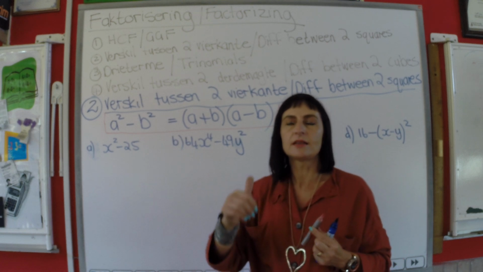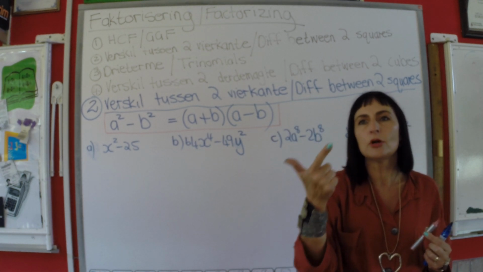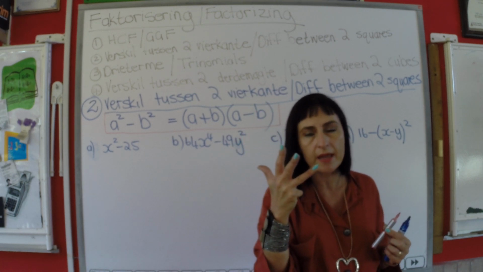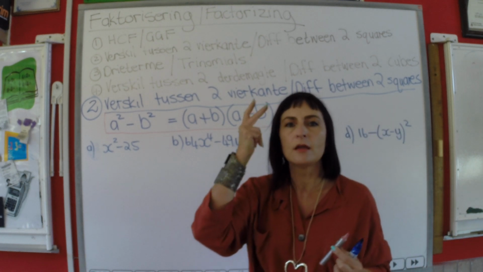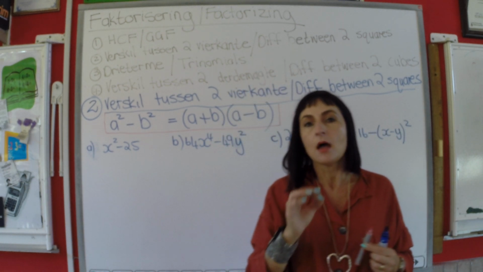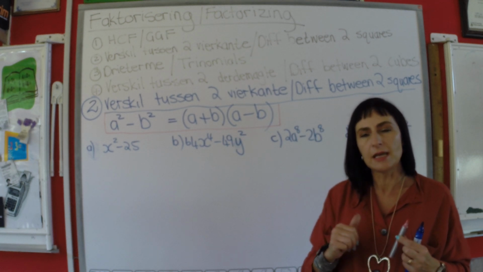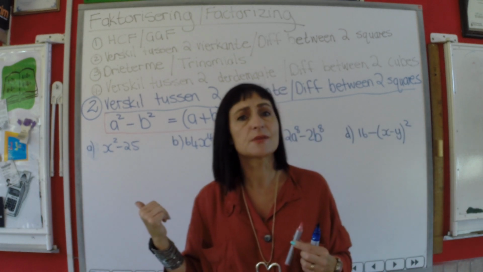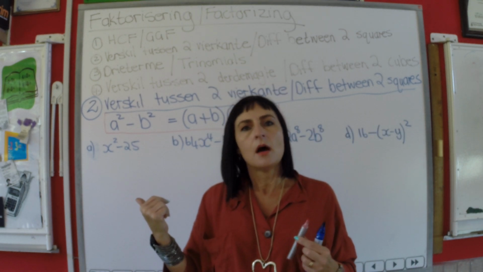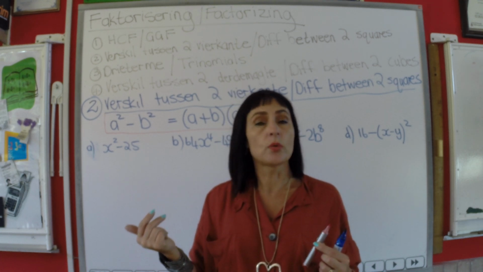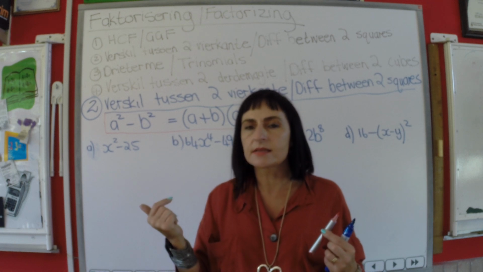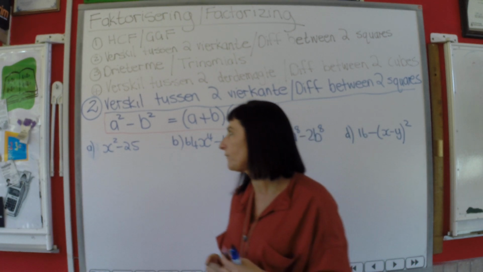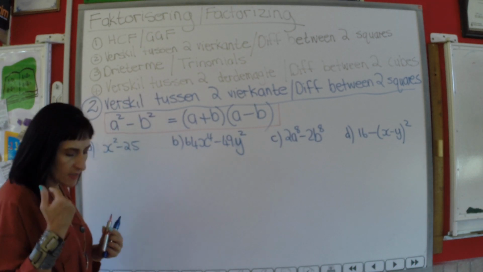In getalle sal dit wees 1 maal 1 is 1, 2 maal 2 is 4, 3 maal 3 is 9, 4 maal 4 is 16. That's all squares. So it's going to be 1, 4, 9, 16, 25, etc. Wanneer ons met letters van die alfabet werk, then it can be a times a, that gives us a square. B times b, that gives us b squared. Or even c squared times c squared gives us c to the power of 4. Want dit is mos dieselfde ding wat ek met homself vermenigvuldig. So that's the first thing that I look for.